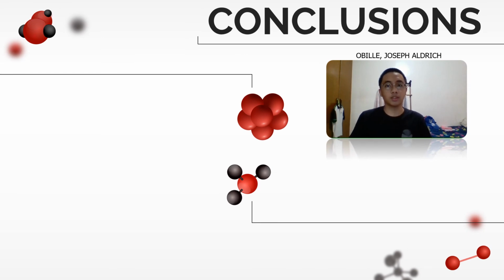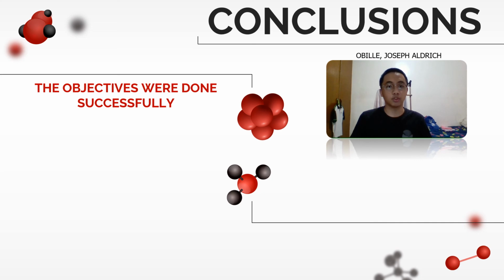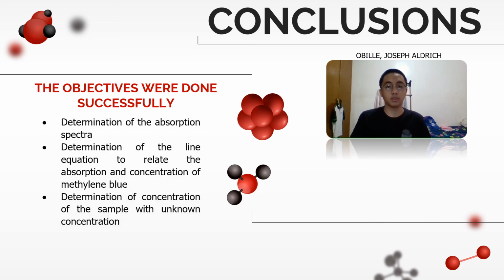Considering the results that were discussed by Mr. Ramos, it can be concluded that the objectives for the experiments were done successfully. The absorbance of methylene blue was determined with 2.69% error, and also the results regarding the concentration and absorption of methylene blue obey the Beer-Lambert's law, in which they have direct proportionality. And also a linear equation was made, and it was used to determine the unknown concentration of a sample with a given absorption.